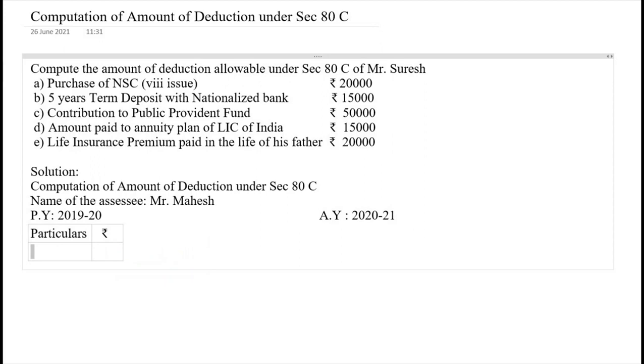Purchase of NSC qualifies for deduction under section 80C. Five years term deposit with the nationalized bank will also qualify for deduction under section 80C. Contribution to public provident fund qualifies for deduction under section 80C. Amount paid to annuity plan of LIC of India qualifies for deduction under section 80C. Life insurance premium paid on the life of his father: father is a dependent on the assessee, so it will not qualify for deduction under section 80C. So now let's go for computing here.